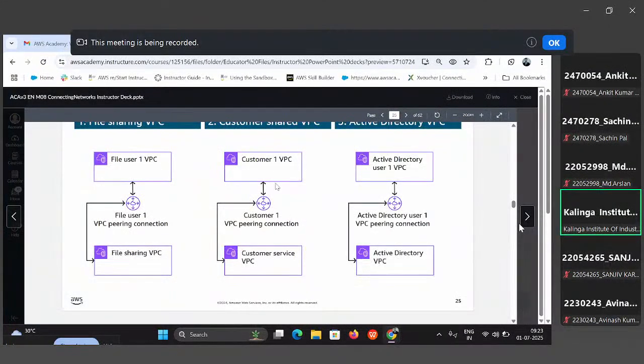It's not just one customer. If you have multiple customers handling the customer service VPC, those who are connected are supposed to connect to the customer VPC. So customer 1, 2, 3, all should be connected through VPC peering connections. Similarly, if you have Active Directory users, in that case they will be connected through VPC peering connections to where we provide the Active Directory services. So this is for the one user they have given. If you have multiple users related to that directory or Active Directory, you have to connect all. Similarly for the customer service, similarly for the file sharing services. So you have to connect accordingly.